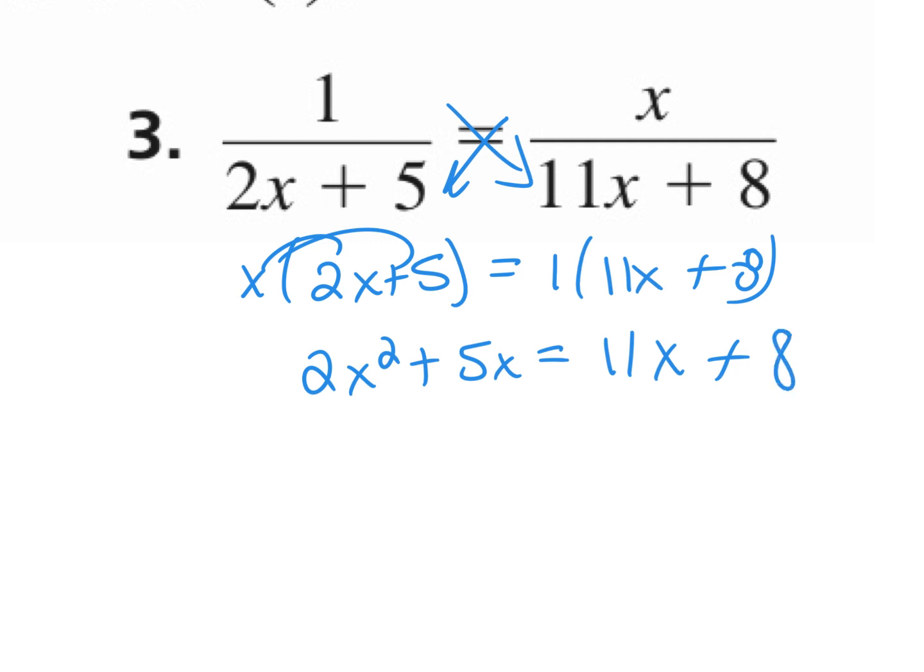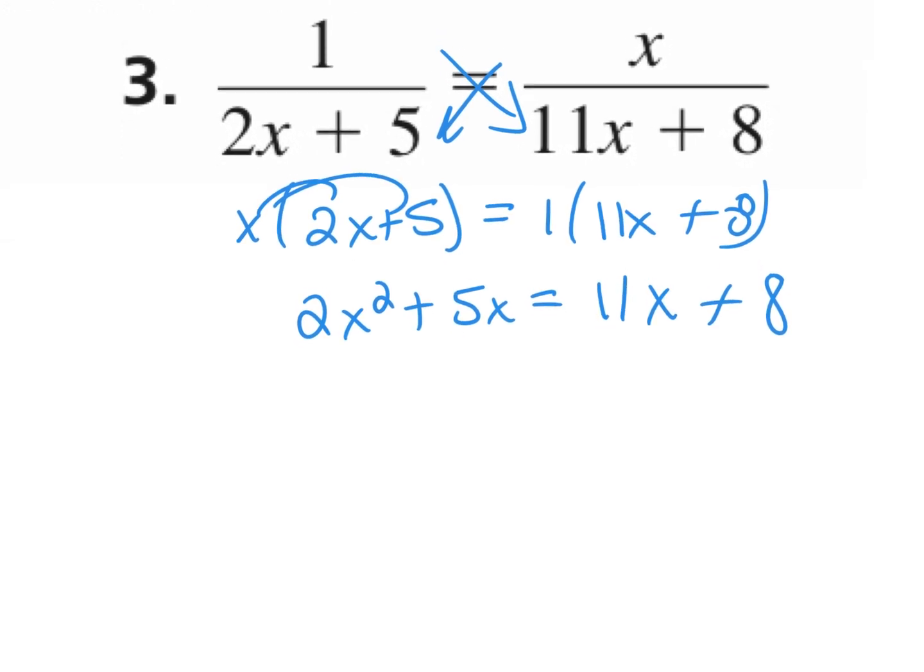This is a quadratic. How do I know by looking at this if this is a quadratic? How do you know this is a quadratic, guys? Because of x squared. Perfect. When you have a quadratic, we need to move everything to one side. So I'm going to subtract my 11x and subtract 8 from both sides. So 2x squared plus 5x minus 11x minus 8 equals 0.